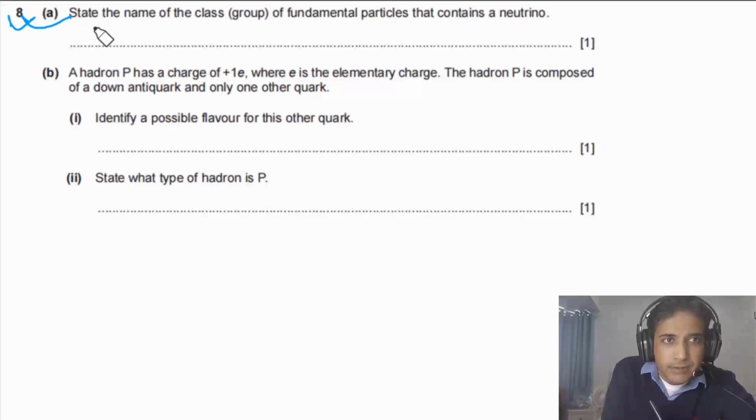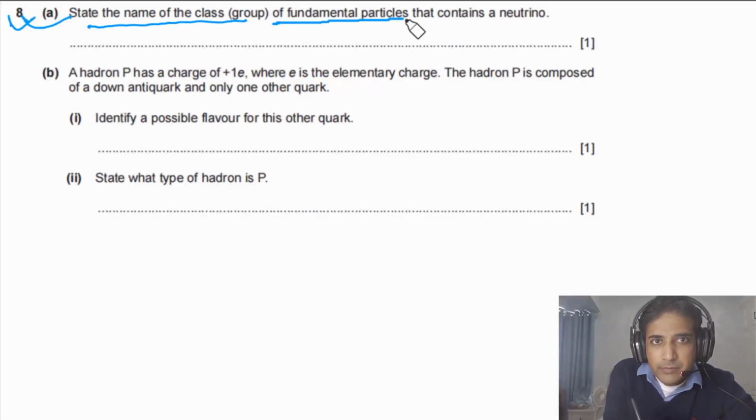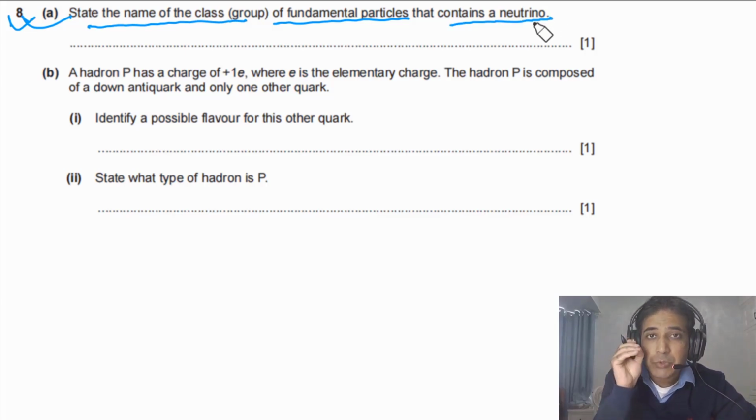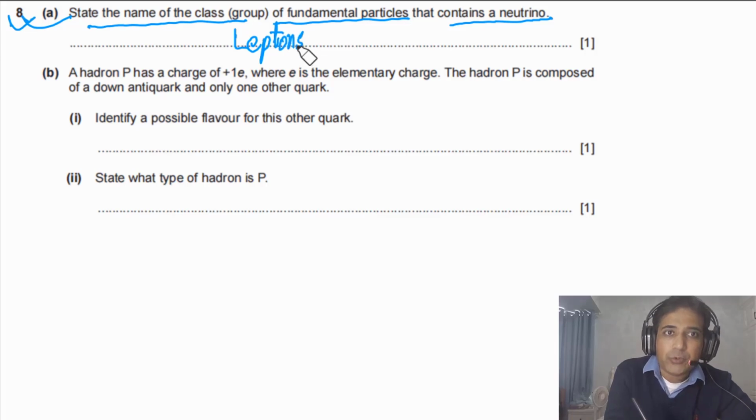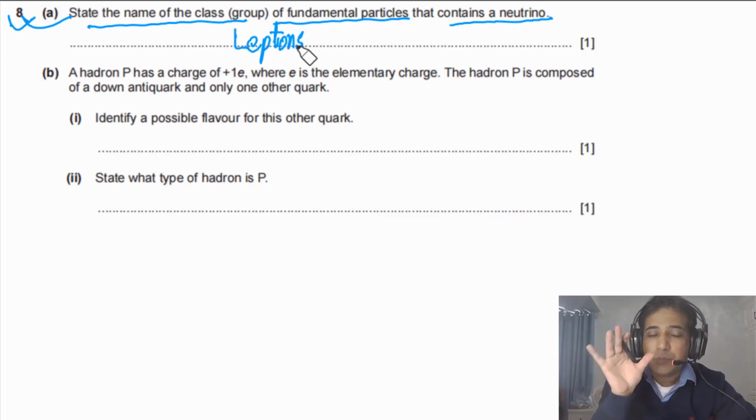Question 8, part A says, state the name of the class of fundamental particles that contains a neutrino. So we need to understand neutrinos, they belong to the lepton family. So this is how we can answer. All neutrinos belong to the lepton family. For example, we have electron neutrino, muon neutrino, tau neutrino. They belong to the lepton family because they are not in the nucleus and they do not experience the strong nuclear force.